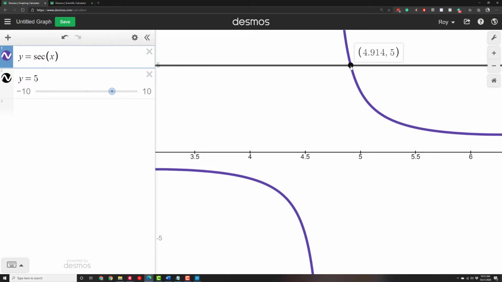This idea of finding intersections of curves using technology should be somewhat familiar to you. On the given interval pi to 2 pi, there's only one solution to secant of x equals 5, and it's 4.914. In the future, we'll have a good analytical way of solving this, which means solving this by hand. You should already know how to do that via your trig course, but we'll still review that in a future video.